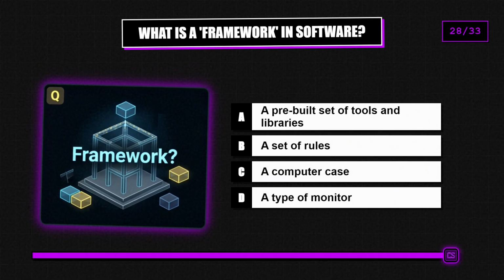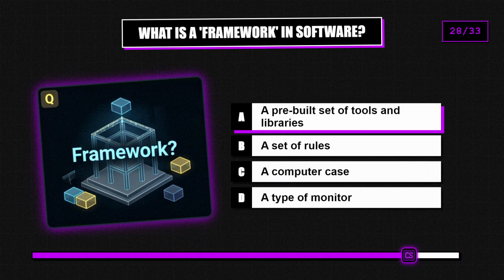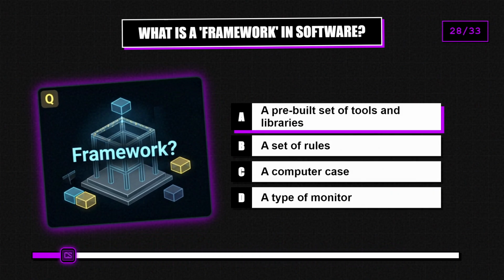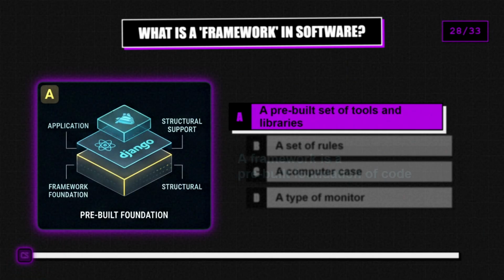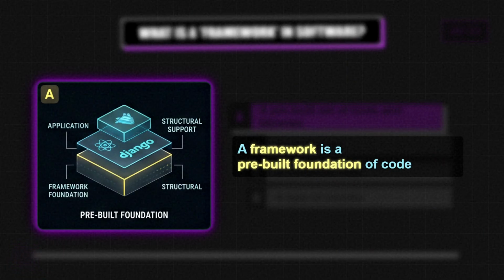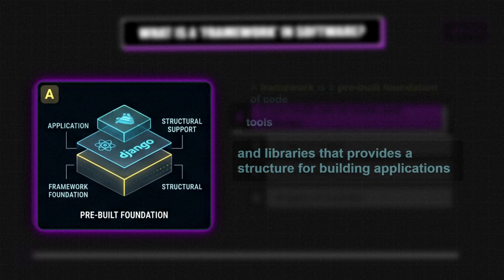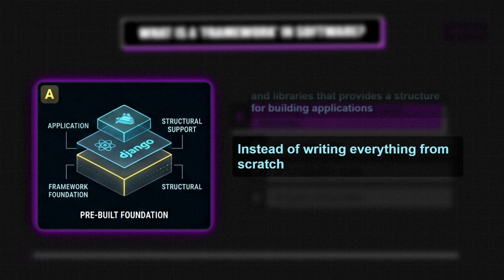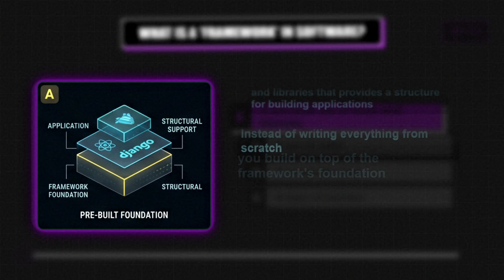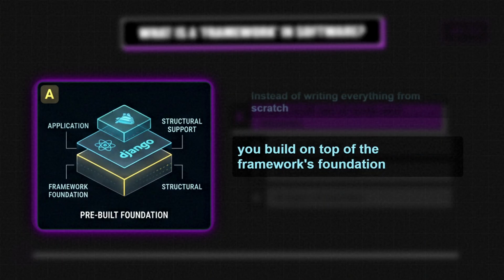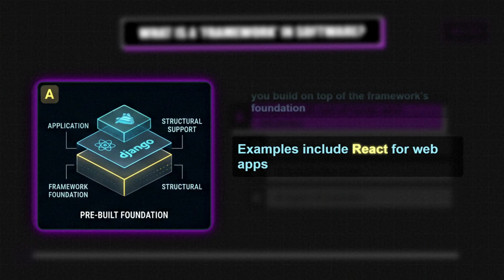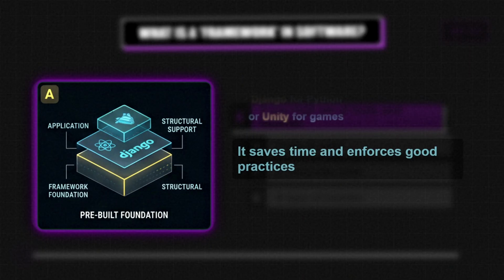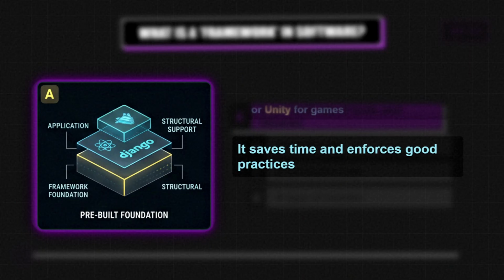What is a framework in software? A framework is a pre-built foundation of code, tools, and libraries that provides a structure for building applications. Instead of writing everything from scratch, you build on top of the framework's foundation. Examples include React for web apps, Django for Python, or Unity for games. It saves time and enforces good practices.